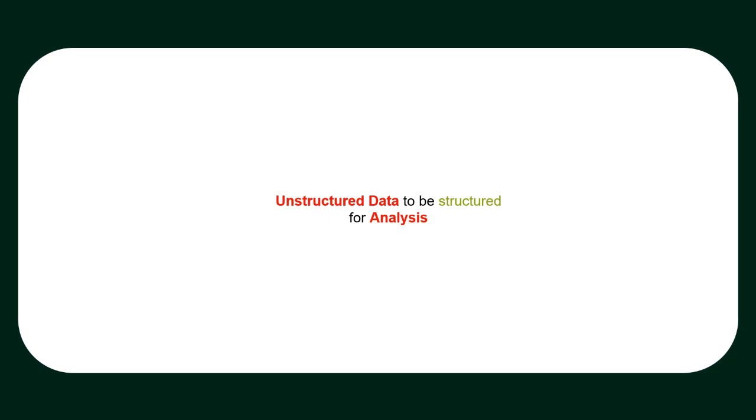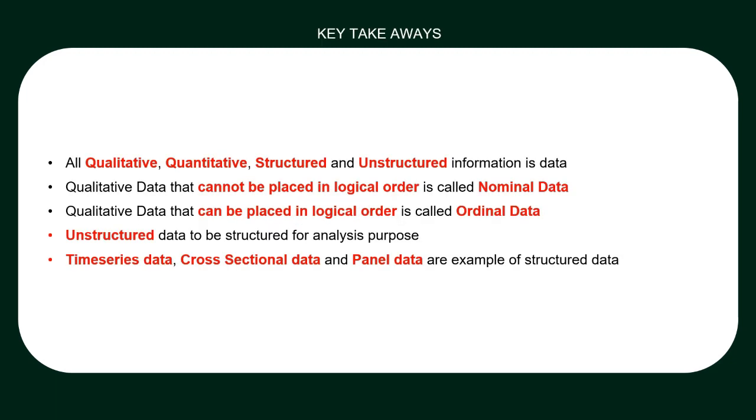Before we close this session, let's go over the key takeaways. All qualitative, quantitative, structured and unstructured information is data. Qualitative data that cannot be placed in logical order is called nominal data. On the other hand, qualitative data that can be placed in logical order is called ordinal data. Unstructured data needs to be structured for analysis purposes. Time series data, cross-sectional data and panel data are examples of structured data.